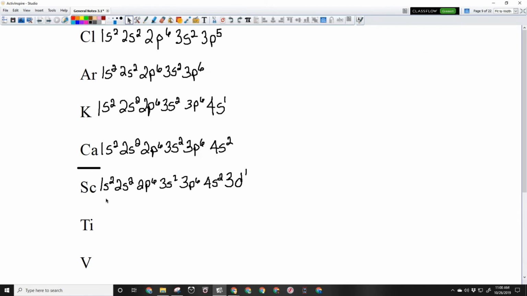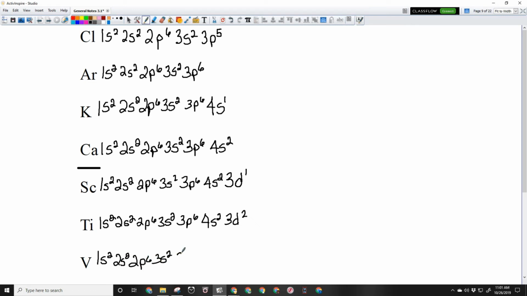Okay, so if we were to do scandium, it's going to have all of these. And then it's going to be 3d2. And then vanadium, 3d3. Okay.